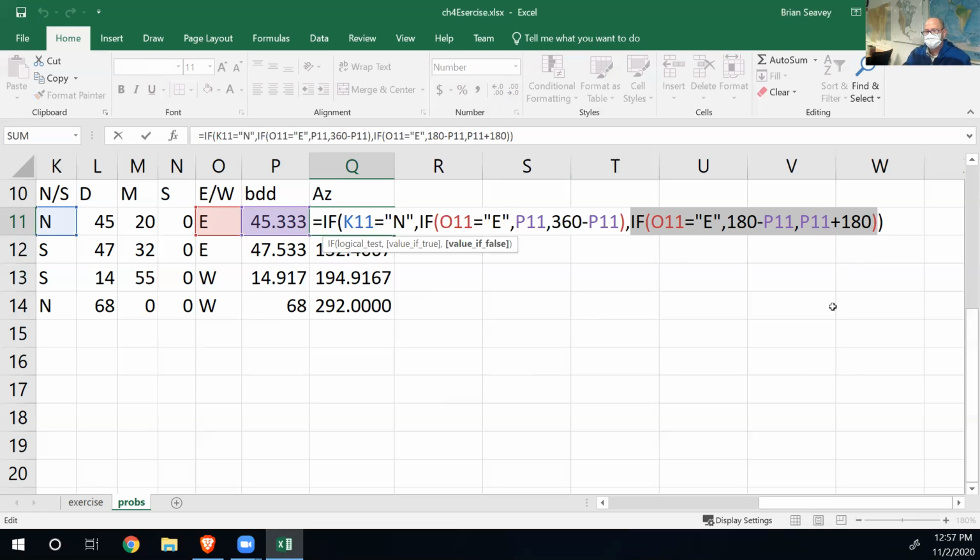So if it's east, this section's for southeast, 180 minus the bearing angle, right? And then the other one is if it's not east, or if it's southwest, value if false, right? If it's not east, I'm testing for east. I could have done it the other way. I guess I could have put a W right here and then put 180 plus P11 in this one, and then 180 minus P11 in the next one. Either way, we just separate it and we have 4 possibilities, right?